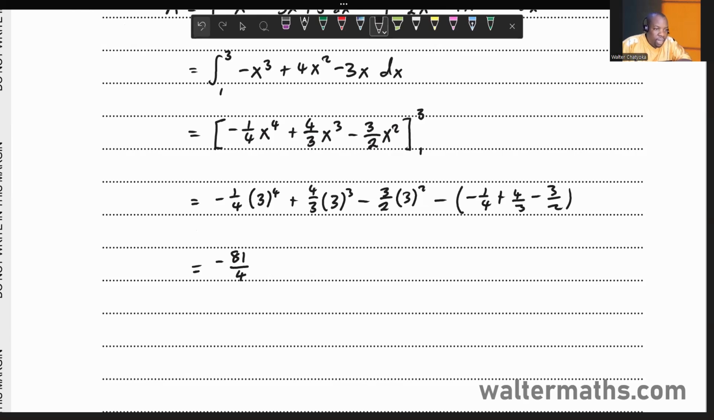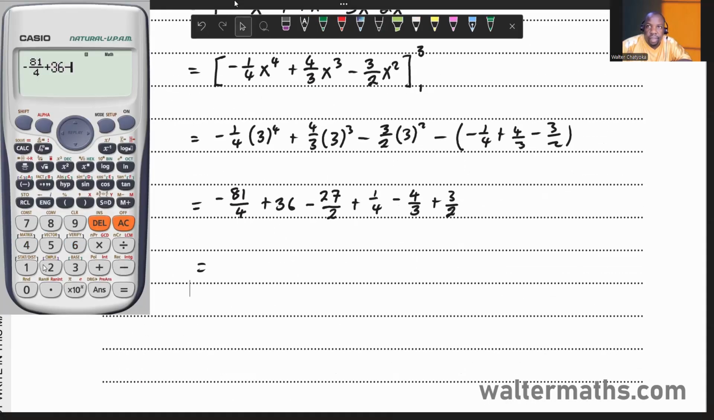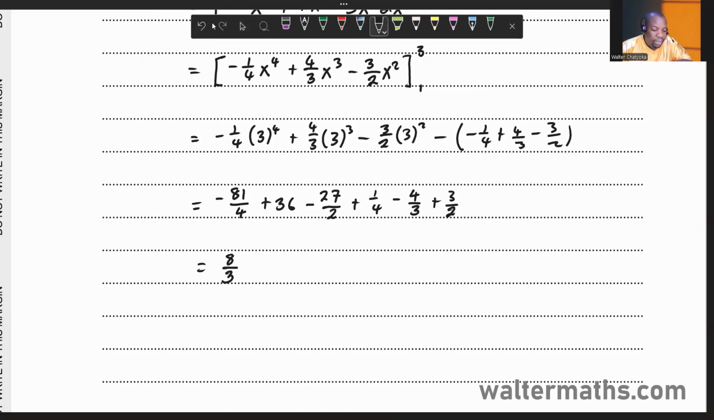And here, 3 into 27, that's 9. Then so that's going to be 36. Then in here, that's going to be 27 over 2 plus a quarter minus 4 over 3 plus 3 over 2. So let's do the calculation here. All right. And we get 8 over 3. So 8 over 3. That's the answer here.